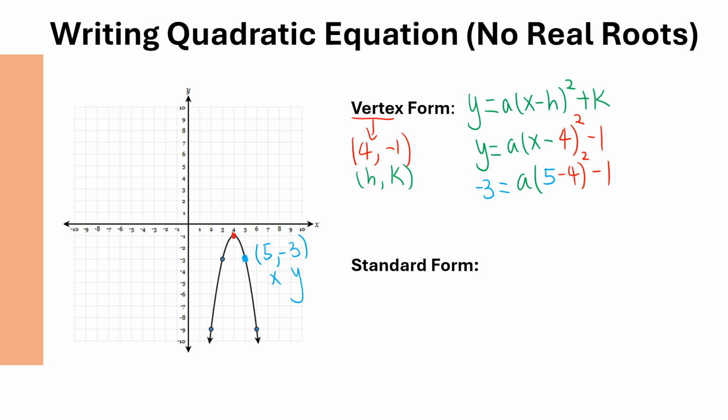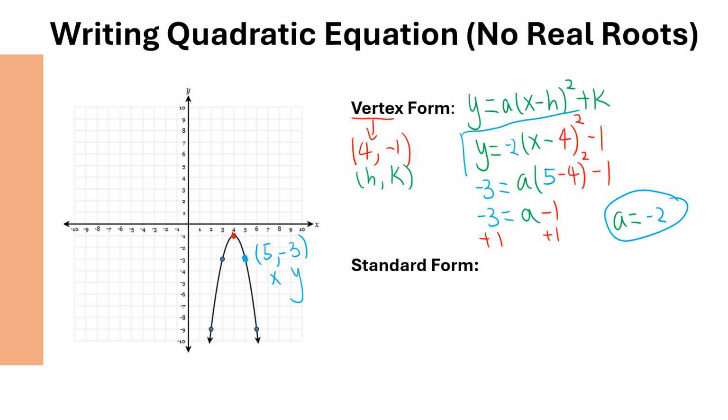Now we can simplify this equation to solve for a. We have -3 equals 5 minus 4 is 1, 1 squared is 1, 1 times a is just a, and then bring down the -1. Then we are going to add 1 to both sides to solve for a. Therefore, the value of a is going to equal -3 plus 1, which is -2. Now we know the value of a. I can go back to my equation and replace that a value with -2.